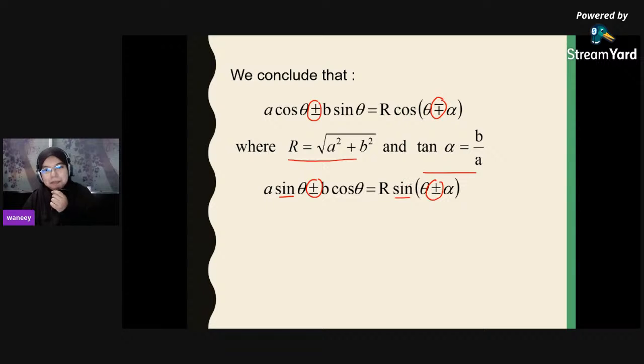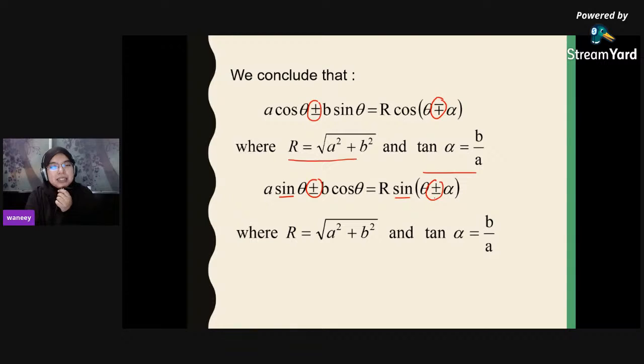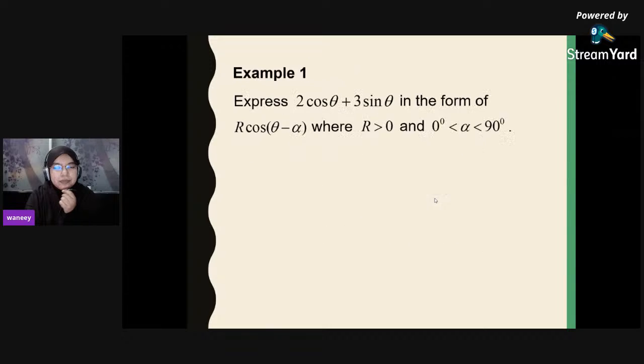So plus will become a plus, minus will become a minus. Again, the value of r is simply the square root of a square plus b square, and tangent of alpha is simply b over a. Okay, so now let us continue with the example.